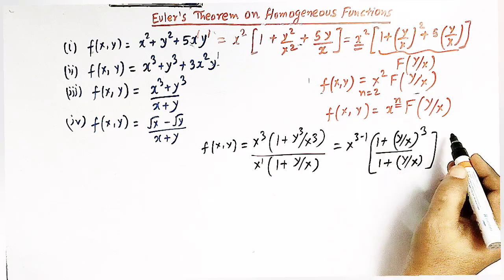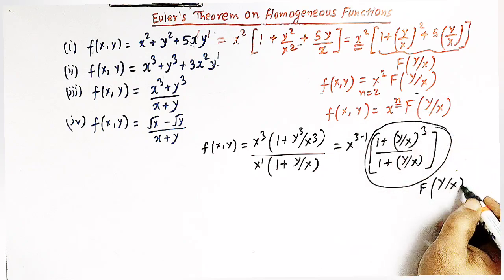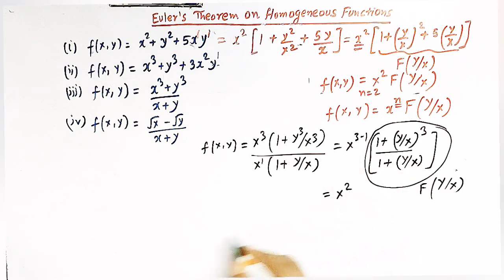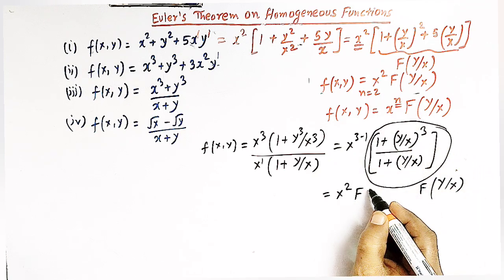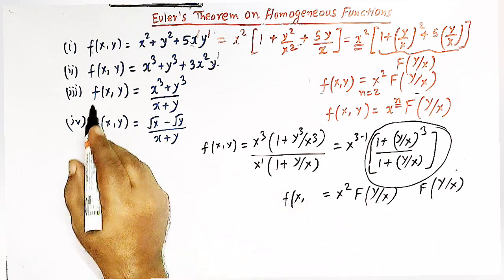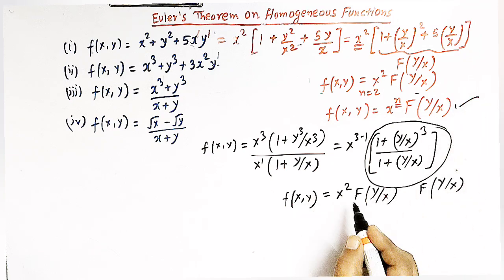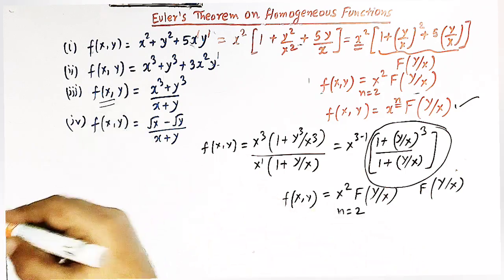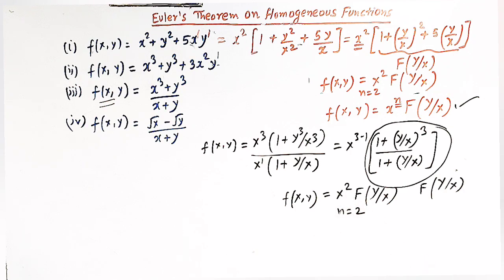So now this is a function of y over x, and here we have x raised to 3 minus 1, that is simply x square, and this expression can be denoted by capital F of y over x, right? So we have expressed this function f of x comma y like this, and we can see that the value of n is 2. So this function is also a homogeneous function of degree 2. So here we have n is equal to 2.